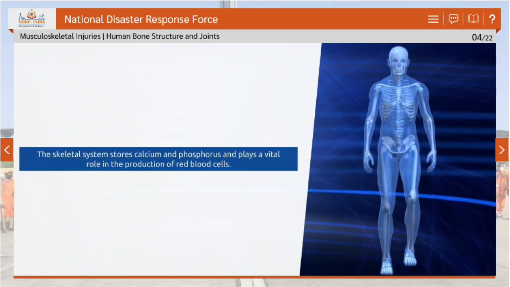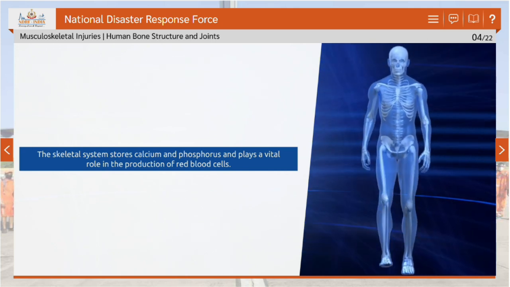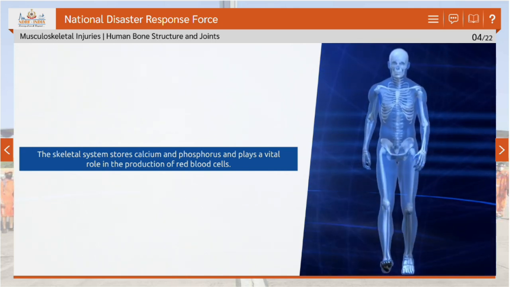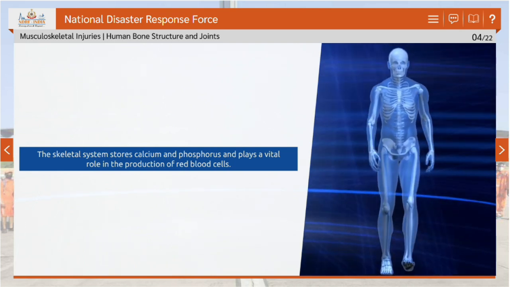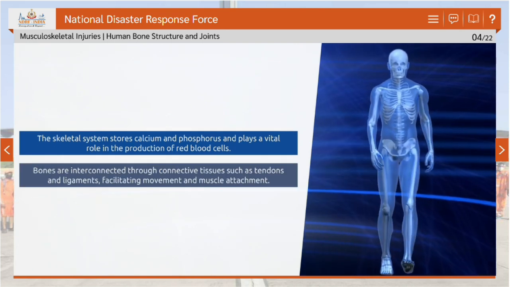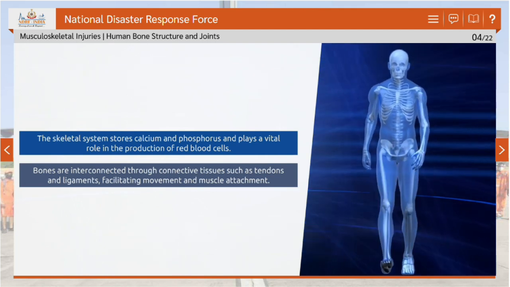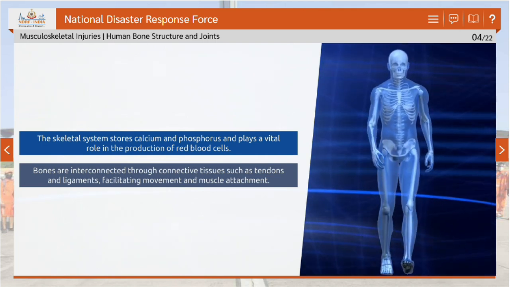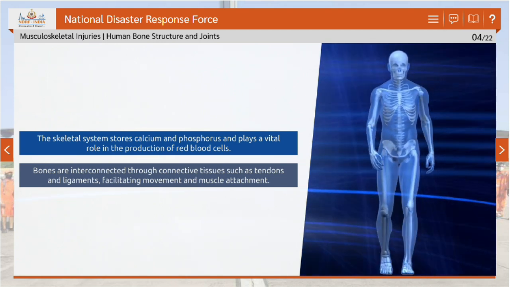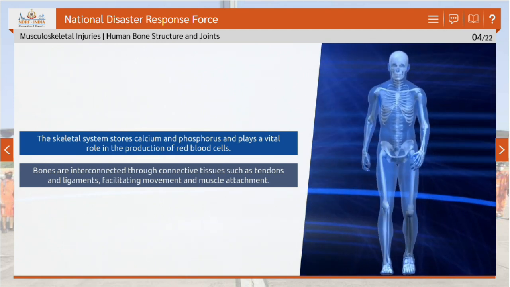The skeletal portion of the system serves as the main storage system for calcium and phosphorus and contains critical components of the production of red blood cells. This system describes how bones are connected to other bones and muscle fibers via connective tissue such as tendons and ligaments. The bones provide stability to the body.